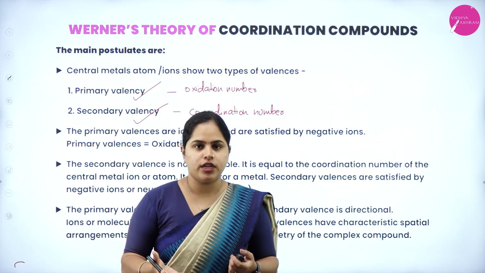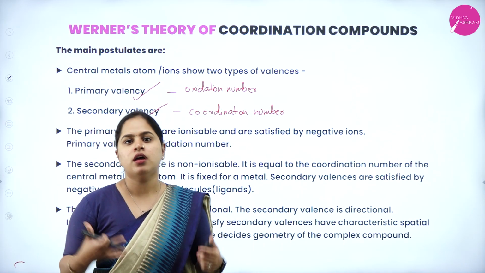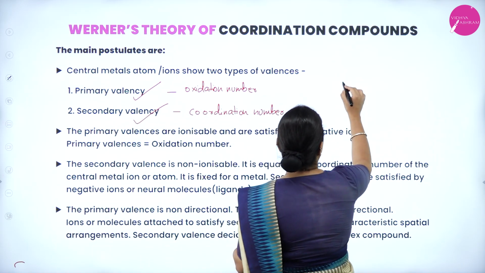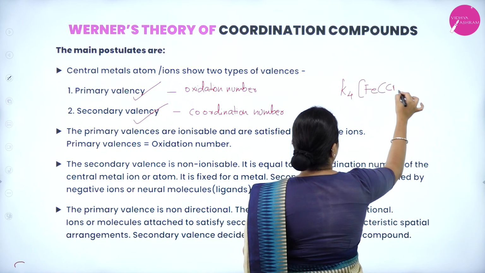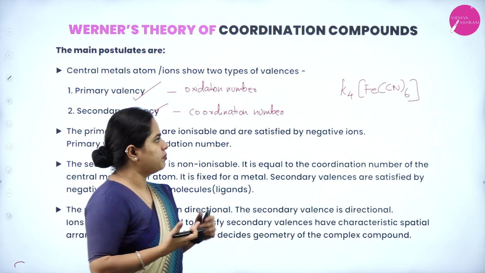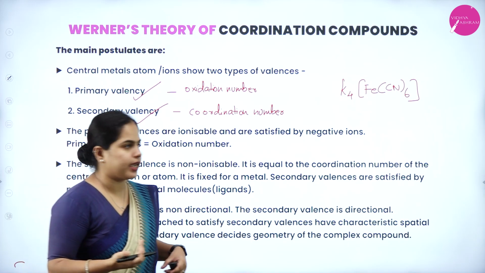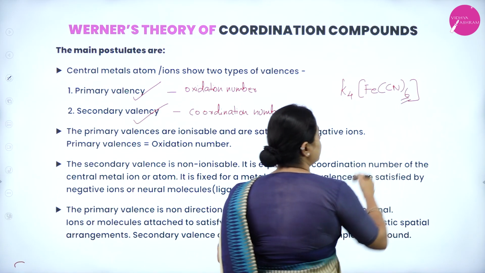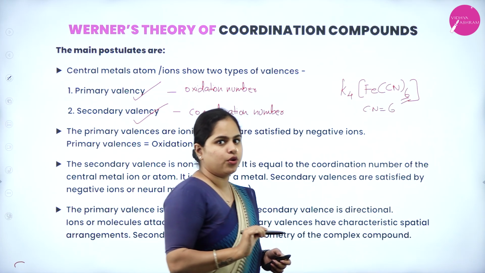If it is a monodentate ligand, whatever the number of ligands is, that will be exactly equal to the coordination number. For example, if we have K4[Fe(CN)6], which is the ligand here? It is cyano, CN minus is the ligand here. Is it a monodentate ligand? Yes, it is a monodentate ligand. And how many of them are there? There are 6. So of course the coordination number here is 6. This is how you have to calculate.